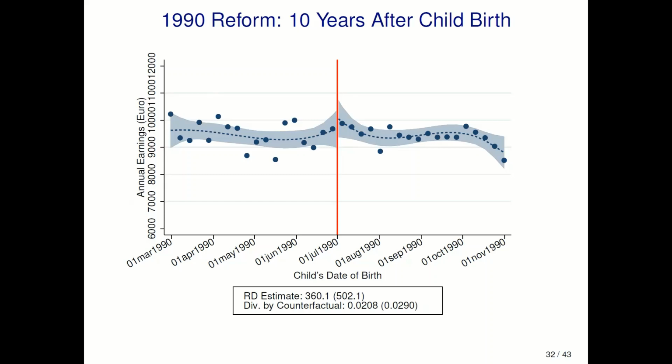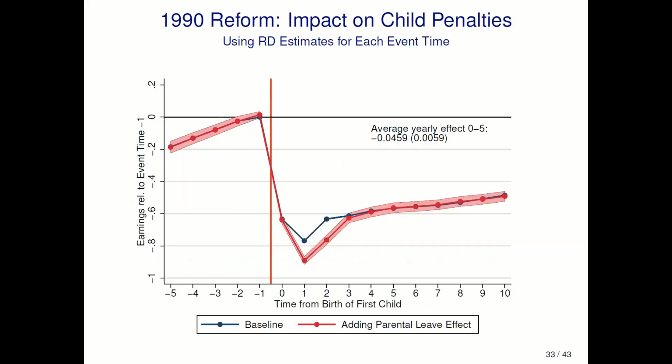So translating that into these child penalty graphs, we can do that, right? Because now we have these RD estimates of what happens in every single event year relative to having a child. And so the treatment impact on event study, the child penalty event study of parental leave schemes looks like this.